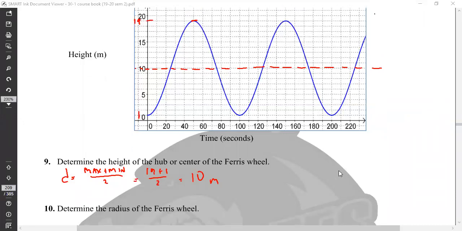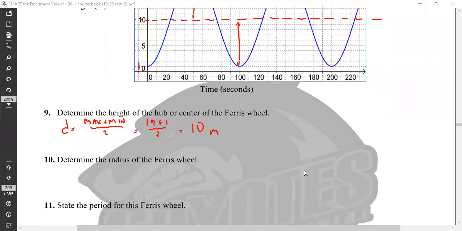Our radius. How much from the center do we go up? How much from the center do we go down? That ends up being our radius. And so if we have maximum minus your median, 19 is your maximum height, 10 now is your median height. So this is 9 meters up and 9 meters down. So we have a 9-meter radius.